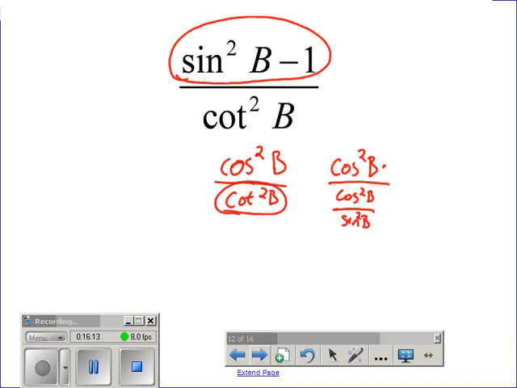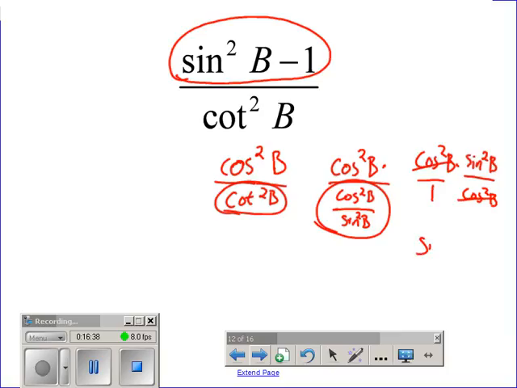Whenever I do this, this bottom part is going to flip and we're going to multiply. So I'm going to have cosine squared b times sine squared b over cosine squared b. The cosines cancel out, and I'm left with just sine squared b as my answer.